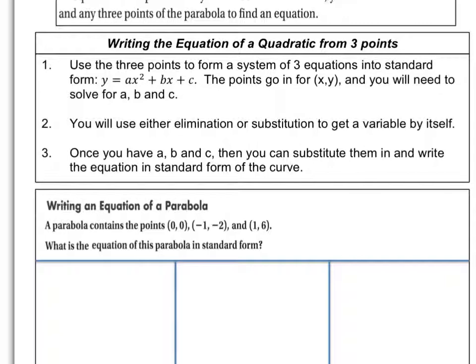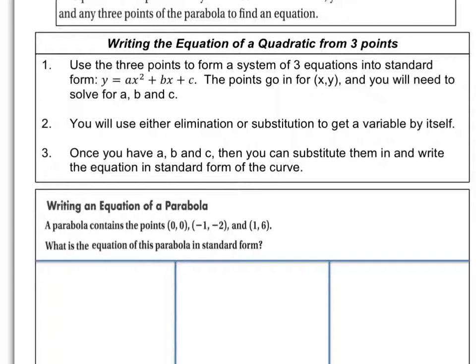Number 3, once you have a, b, and c, then you're going to substitute them into this equation right here, y equals ax squared plus bx plus c, and write the equation in the standard form of your curve. It's also going to ask you to possibly answer a real question with it. For example, would the ball have gone through the hoop at this ordered pair? Something along those lines.